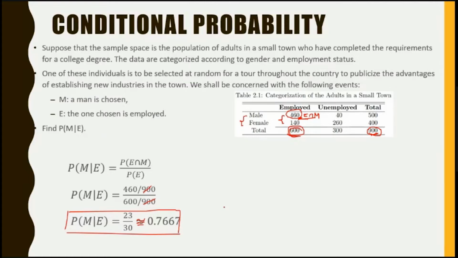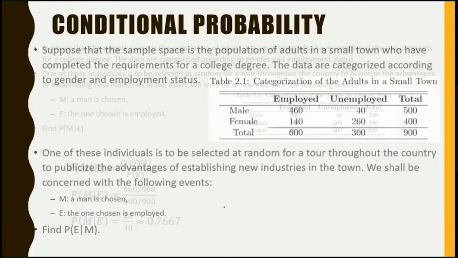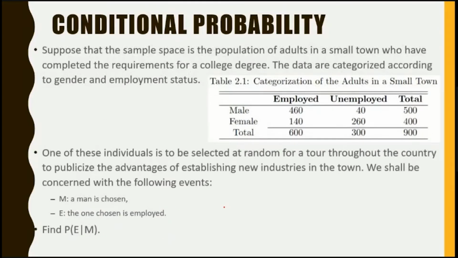Okay, so that's the answer. How about the other way around? What if we are asked, find the probability that the one chosen is employed given that he is a man. That person chosen is a man. In our previous example, we were asked to determine an employed male, or a man, given that he is employed. Here, find the probability of an employed person chosen, given that he is a man.